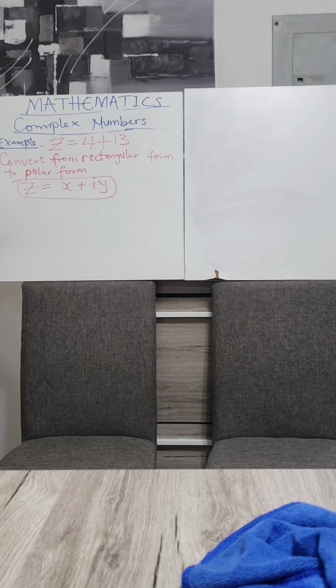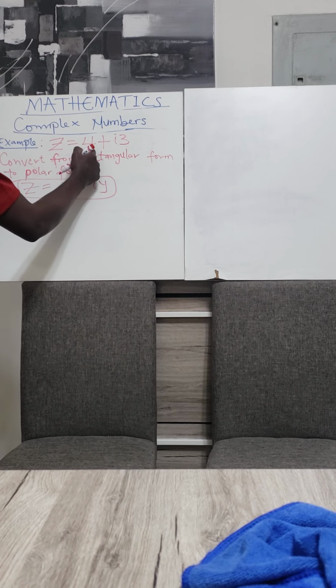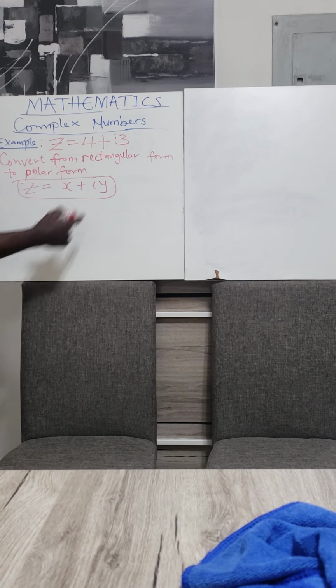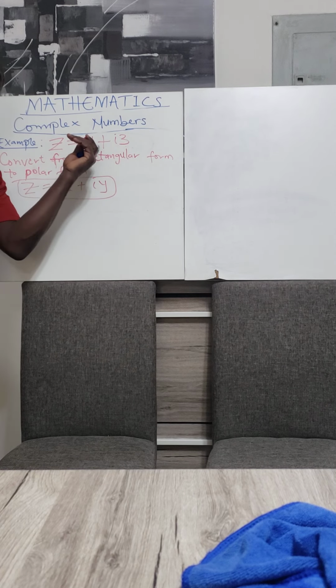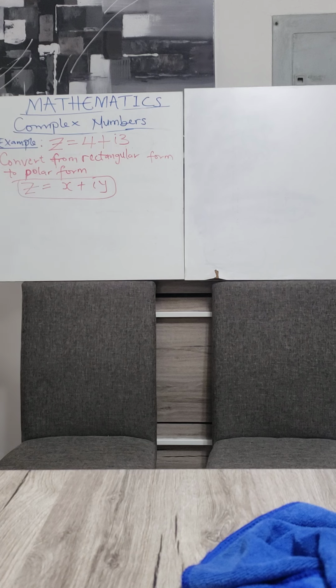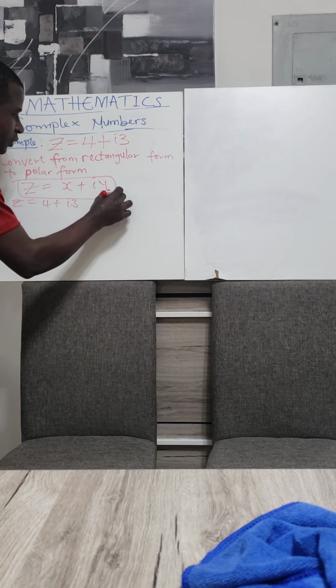Now let's go back to the question. We want to convert from rectangular form 4 plus i3 to polar form. Whenever we are dealing with this kind of question, we take two major steps. One of the steps is to find the resultant or the modulus of this complex number. What is the modulus of this complex number z equal to 4 plus i3? We want to find the modulus first.